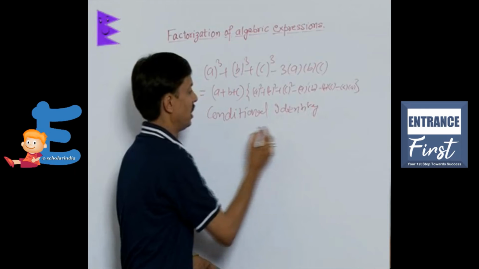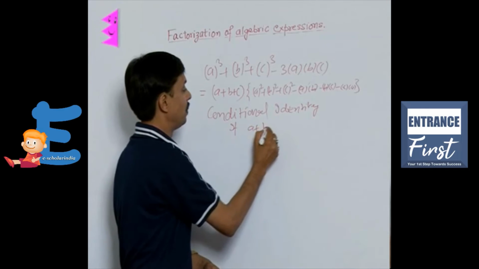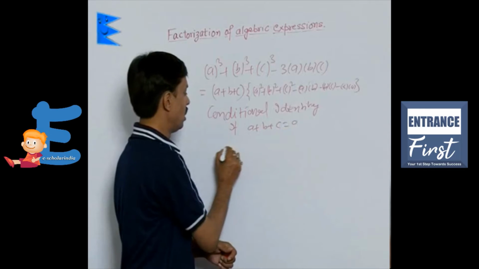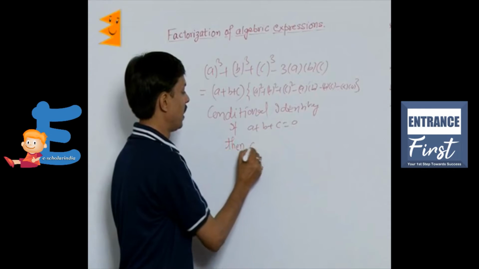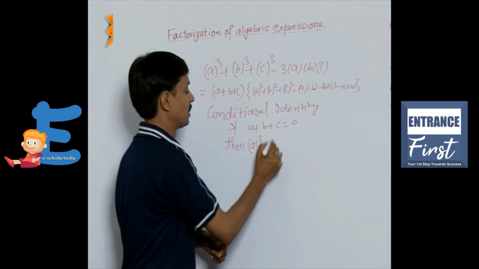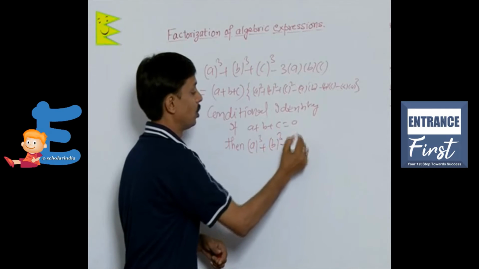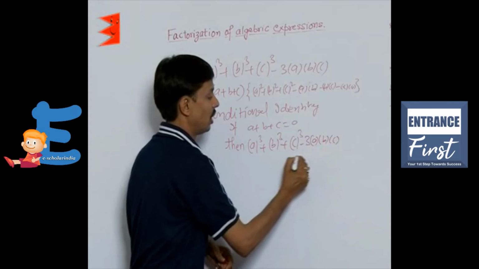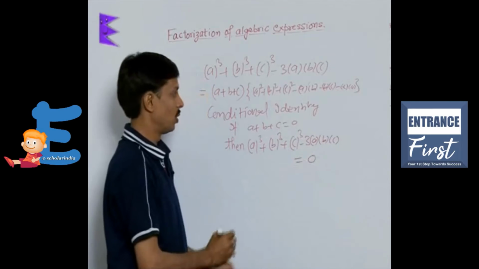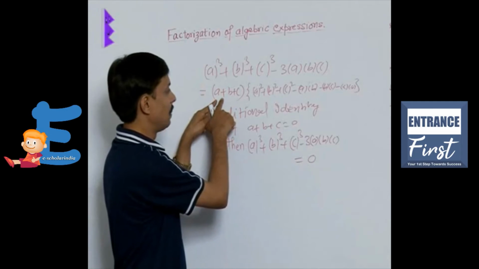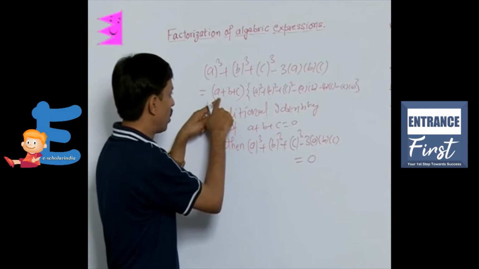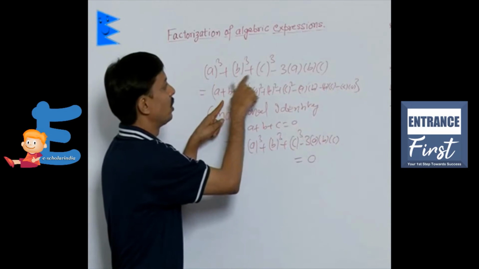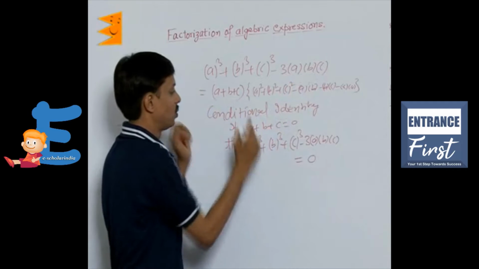The conditional identity in the above question is, if a + b + c is equal to 0, then we can say a cube plus b cube plus c cube minus 3abc is equal to 0. Reason? Because if a + b + c is 0, I can put 0 into this, and the entire product is 0. So a cube plus b cube plus c cube minus 3abc is equal to 0.